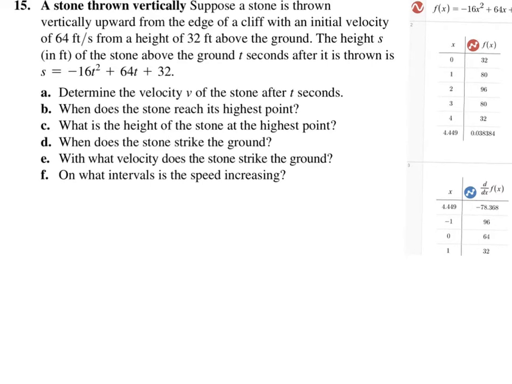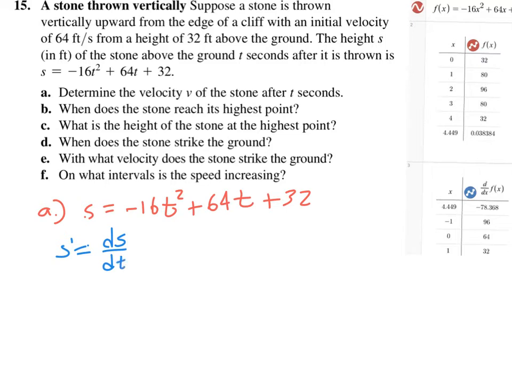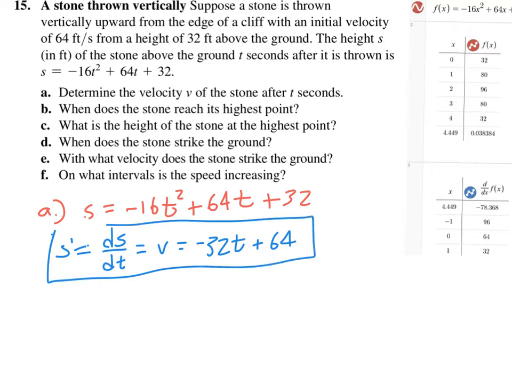So then, okay, part A says determine the velocity v of the stone after t seconds, okay? That just says use this function s here and find the velocity, okay? So what we know is that if I take my function s, and this is part A, s is equal to negative 16t squared plus 64t plus 32, if we wanted to find the velocity, we just take its derivative, okay? And so then I would say this, s prime, which is the same thing as saying ds/dt, is equal to the velocity v, which is equal to negative 32t plus 64, okay? So that's all we need for part A, okay? That's our answer. Just find the velocity, take the derivative, okay?